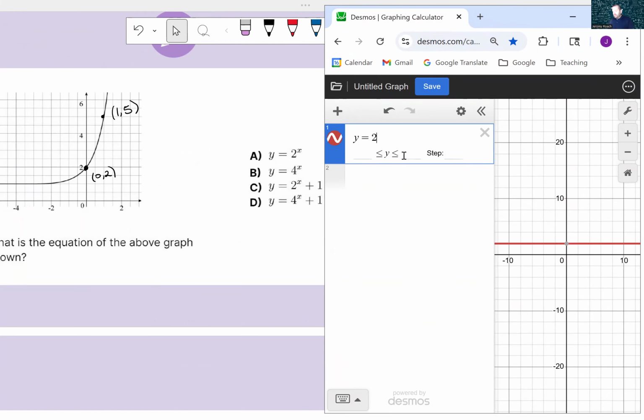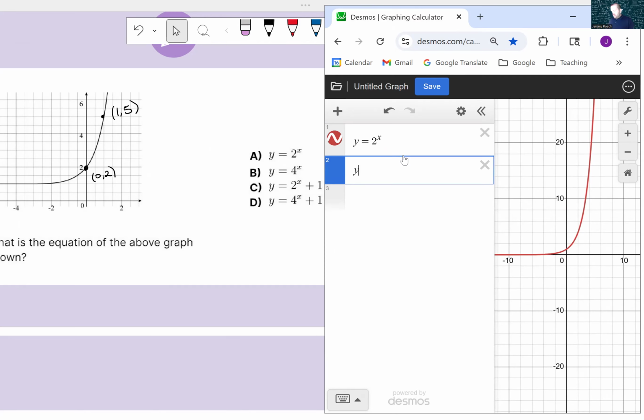2 to the x. You can press Shift 6, and that does the exponent. Make sure to press the right arrow key to go back down if you need to add other stuff. If you don't, and you add stuff, sometimes it'll add it on the exponent, but not always. Y equals 4 to the x.